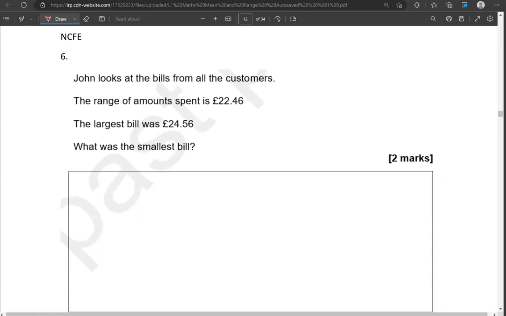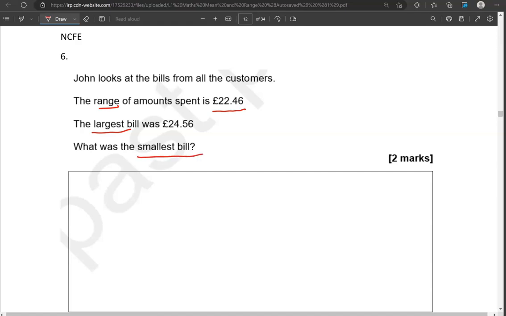John looks at the bills from all the customers. The range of amounts spent is £22.46. The largest bill was £24.56. What was the smallest bill?